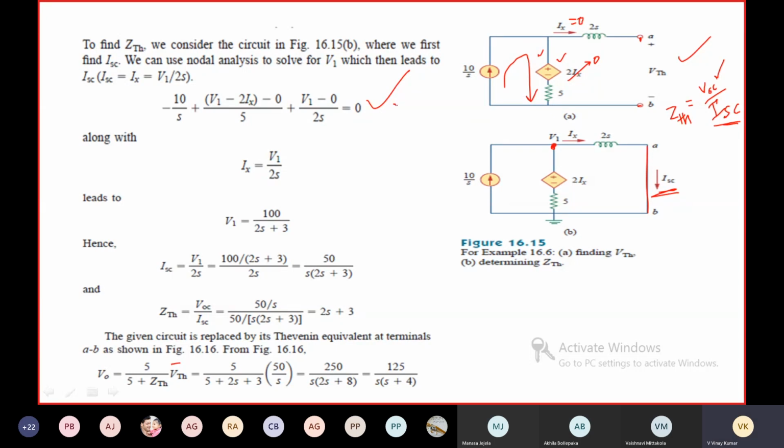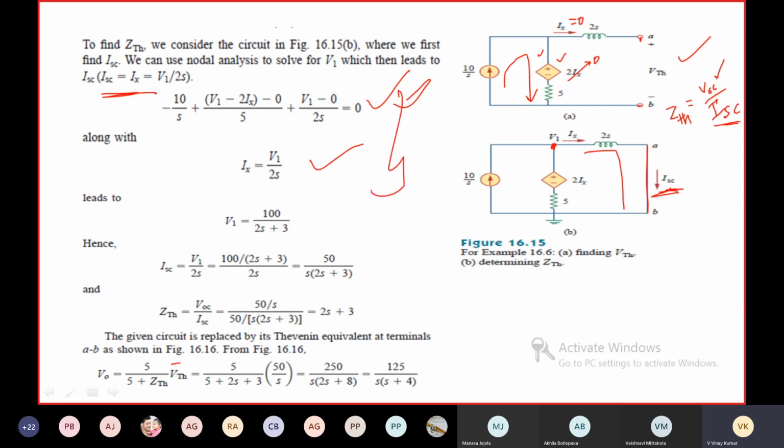By KCL, you're going to get this equation. Ix is the current flowing to this, as well as Is is the current flowing to this. V1 is the node voltage, which is across each element. So the voltage across this element is V1 only. V1 by 2s is equal to Is. Otherwise, Is is equal to Ix is equal to V1 by 2s.